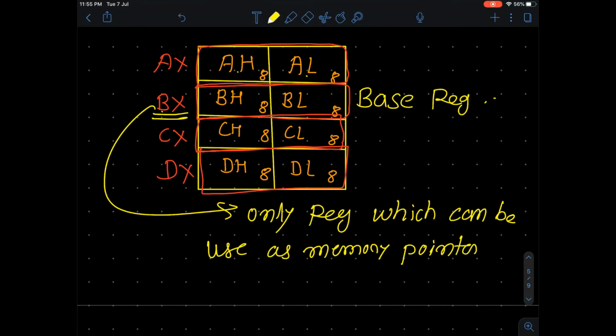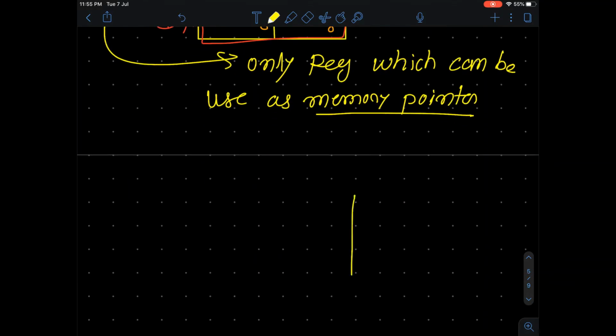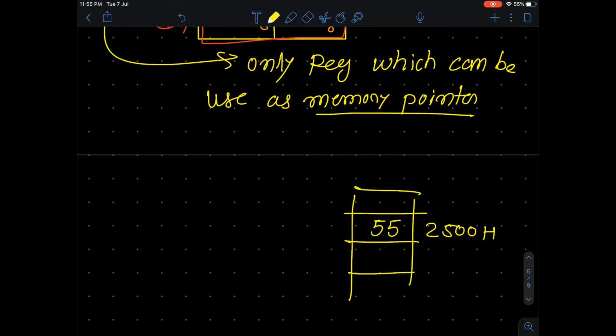Out of these registers, the BX register is the only register that can be used as a memory pointer. Now what is the exact meaning of a memory pointer and how is it used? Suppose I have one memory location, say 2500, and at this location one number is present, say 55, and I want to transfer this number into the AL register.